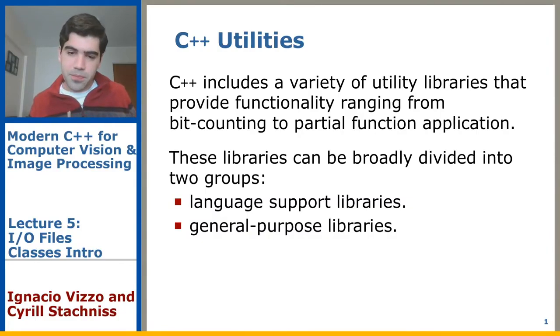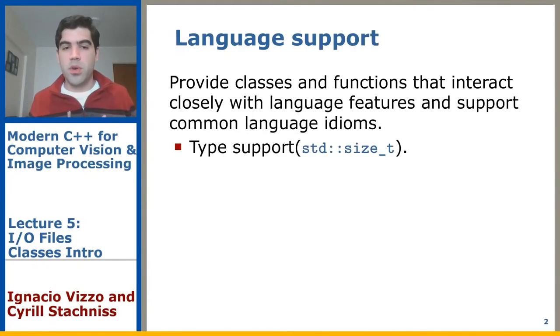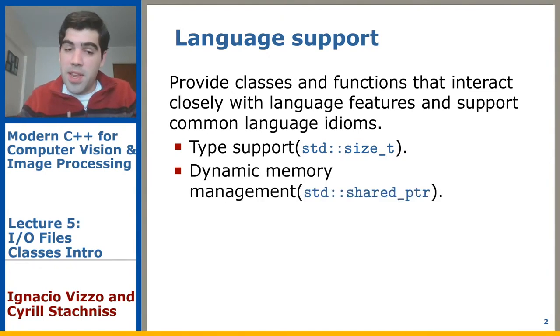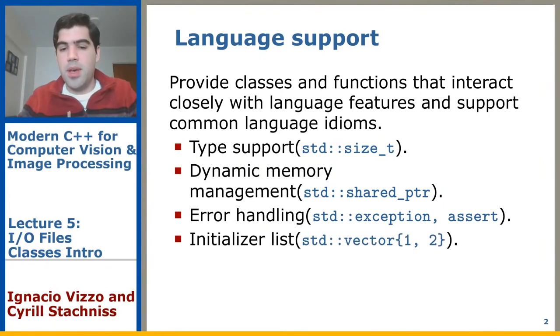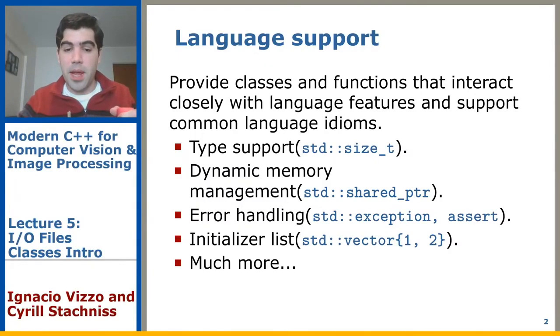The language support library is basically the set of libraries that interact closely with the language. This will provide classes and functions that interact closely with all the features of the language, like the types. For example, there is a type support library. As an example, there is size_t. There's also a dynamic memory management library, and we will discuss this when we see memory management. But shared pointer and unique pointer are all part of this dynamic memory management library. There's also error handling. There's initializer_list. So for example, whenever you do a vector and then curly braces, you're basically using this functionality from the library, and much more, right?